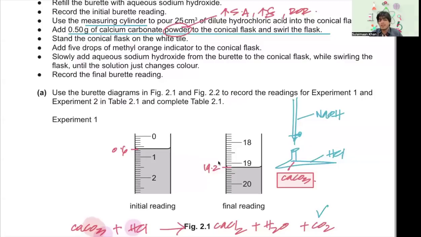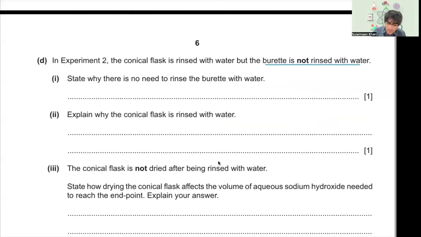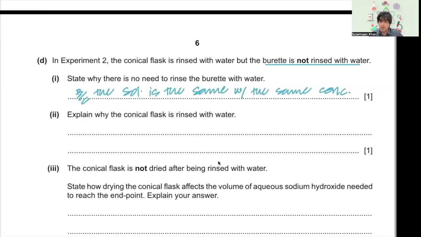So to ensure that, since the solution is not changing, it's NaOH before and it's NaOH right now, it doesn't matter. So you don't wash it with water. The burette is not rinsed with water. Why is there no need to rinse the burette with water? Because the solution is the same. That's why you don't wash it with distilled water. Because it's the same NaOH as before, with the same concentration. It was NaOH before and NaOH after, right?